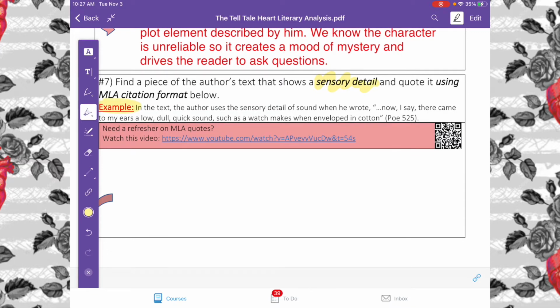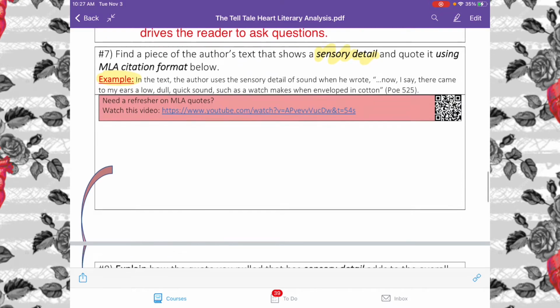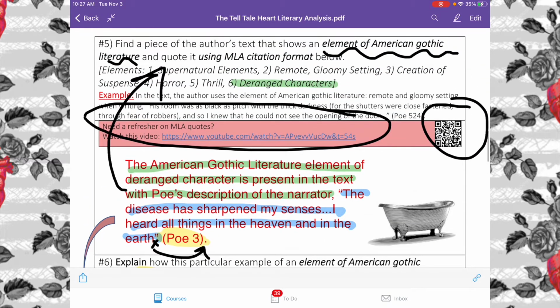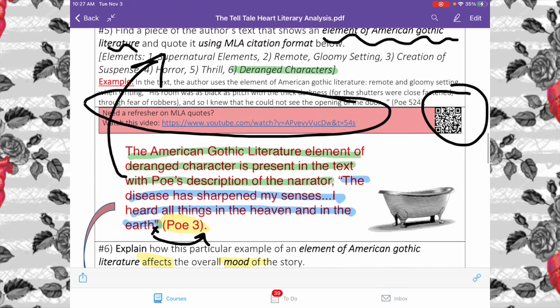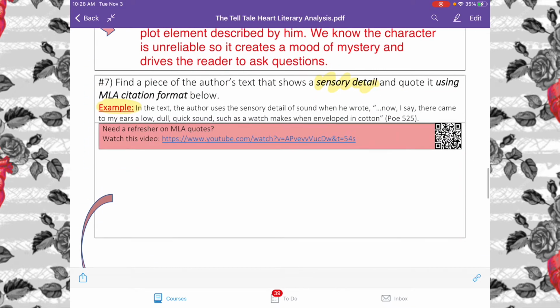The example says, in the text, the author uses the sensory detail of sound when he wrote, "Now I say there came to my ears a low, dull, quick sound, such as a watch makes when enveloped in cotton." And then I have the citation at the end. So just like up here, where I have a link to a YouTube video that goes through the pieces of MLA format, same deal here. It's the same link to the same video. So if you need that, use that.